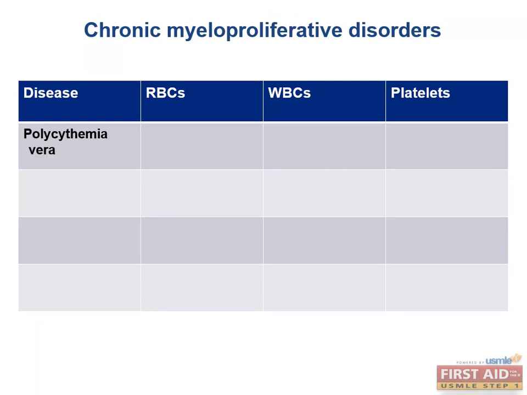For polycythemia vera, what will the RBCs, WBCs, and platelets do? Increase, decrease, or remain the same? Well, polycythemia means increased hematocrit, and polycythemia vera is an increase in all of the myeloid cells. So we'll see an increase across the board in our RBCs, WBCs, and platelets.